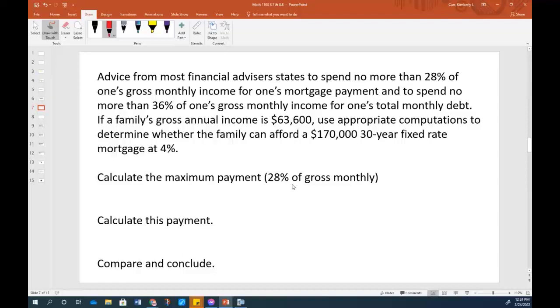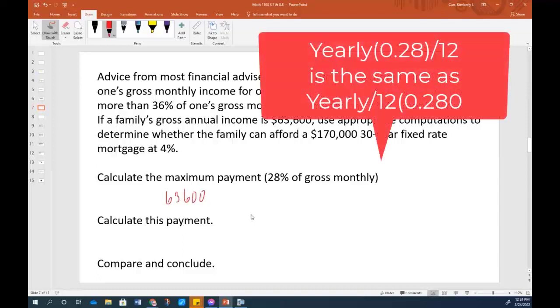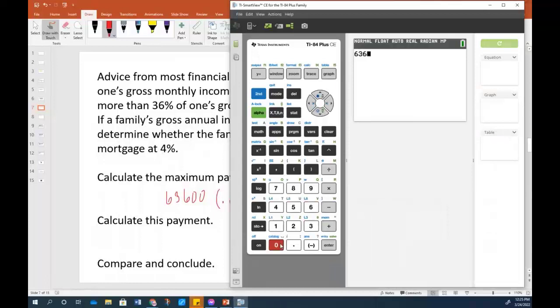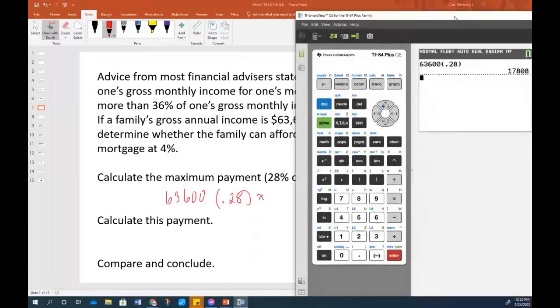If we're only supposed to pay 28% of the gross monthly income, then that means we take their gross income, $63,600, and we multiply it by 28%. We're probably going to have to round this off to the nearest penny, so I've put an about there. If that's the gross annual, what that tells me is that they can spend $17,808 per year.